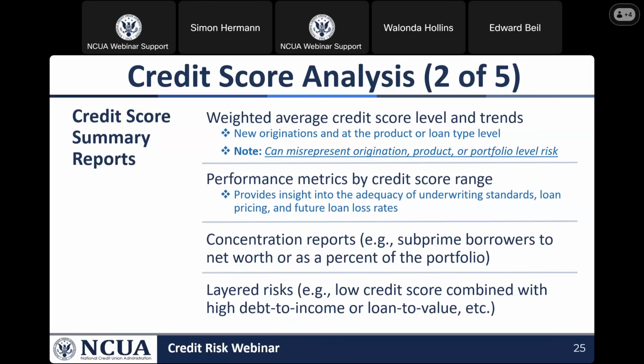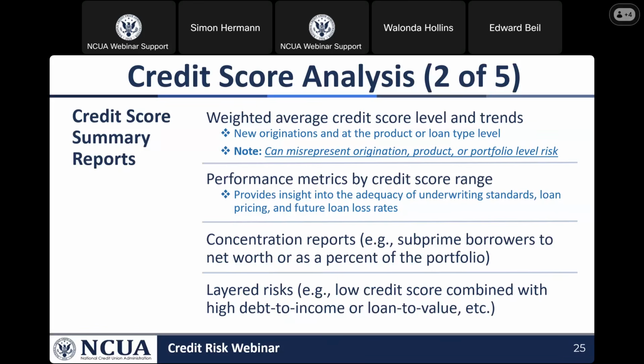Portfolio-level credit score reporting can also be presented in a concentrations risk format. For example, indirect vehicle loans to borrowers with a given credit score bucket could make up a concentration that warrants monitoring and reporting to the board. Finally, layered risks is another type of report that management and boards may wish to consider.